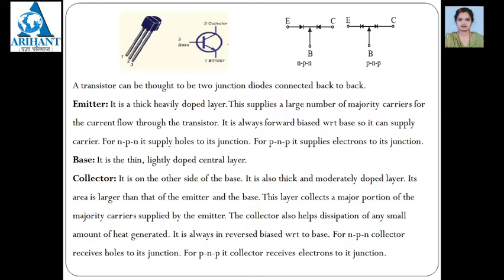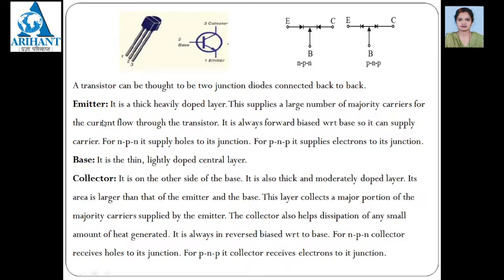The collector also helps in dissipation of any small amount of heat generated. This is its second function, and it is always reverse biased with respect to the base. For NPN, the collector receives holes to its junction. Why? Because in the case of NPN, the emitter supplies holes, and those holes are collected by this collector. For a PNP transistor, the emitter supplies electrons, and those electrons should be collected maximally by the collector of this PNP transistor.